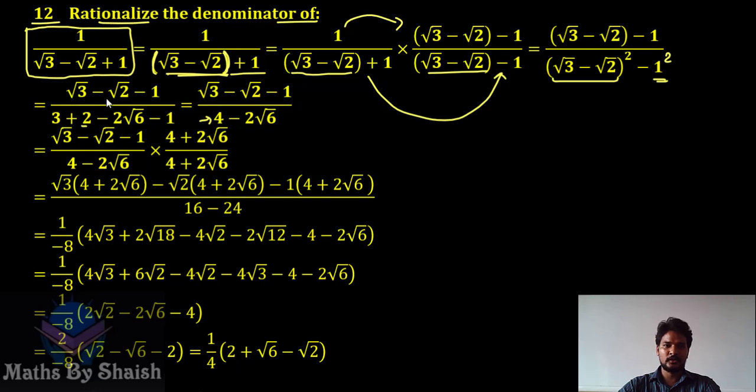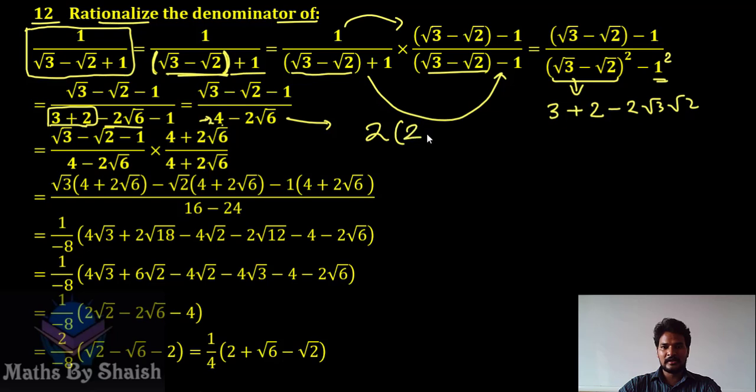So the numerator is as it is, root 3 minus root 2 minus 1, and the denominator if you expand it, we will get root 3 square, that is 3, plus root 2 square, 2, minus 2 times root 3 into root 2, that is 3 plus 2 minus 2 root 6, and minus 1 is already there. So let's add the like terms: 3 plus 2 is 5, minus 1 is 4, and minus 2 root 6 as it is. Now we are going to rationalize the denominator, and actually we can take 2 common, but it's not necessary that we should always take this 2 common.